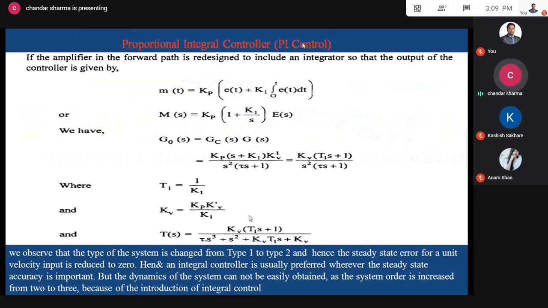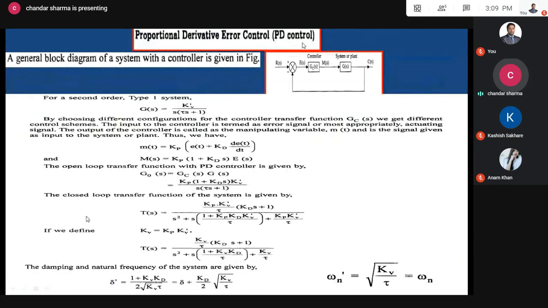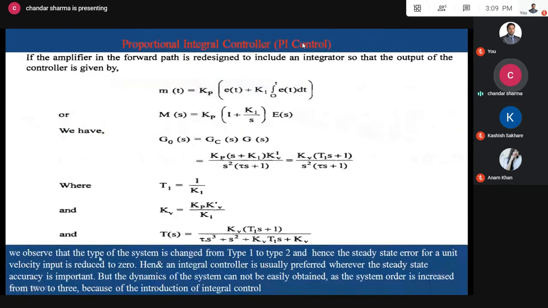If the amplifier in the forward path is redesigned to include an integrator in place of derivative, if I introduce the integrator, then you can see the type becomes 3. In the previous case, the type is 2. Here the type is 2, here the type is 3. We observe that the type of the system is changed from type 1 to type 2, and hence the steady state error for a unit velocity input is reduced to 0. Hence, an integral controller is usually preferred wherever the steady state accuracy is important.